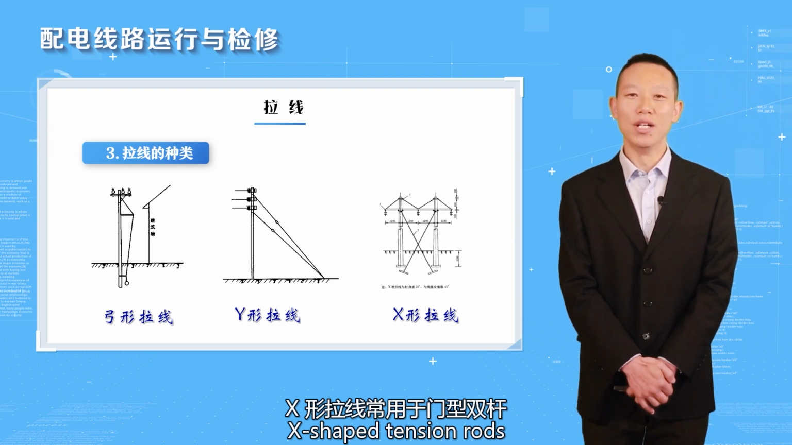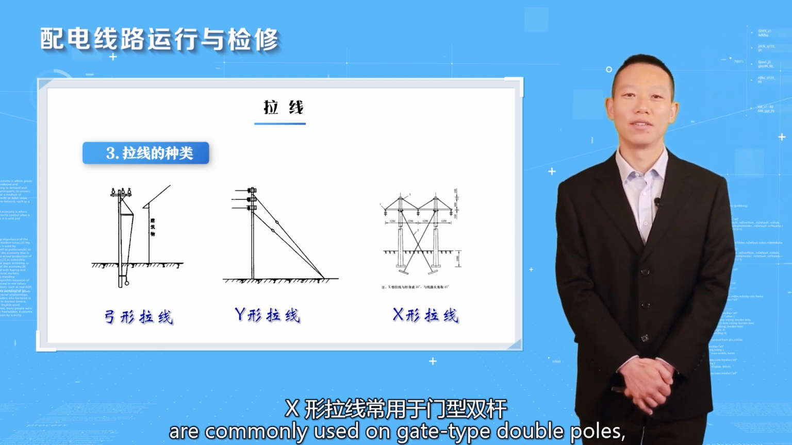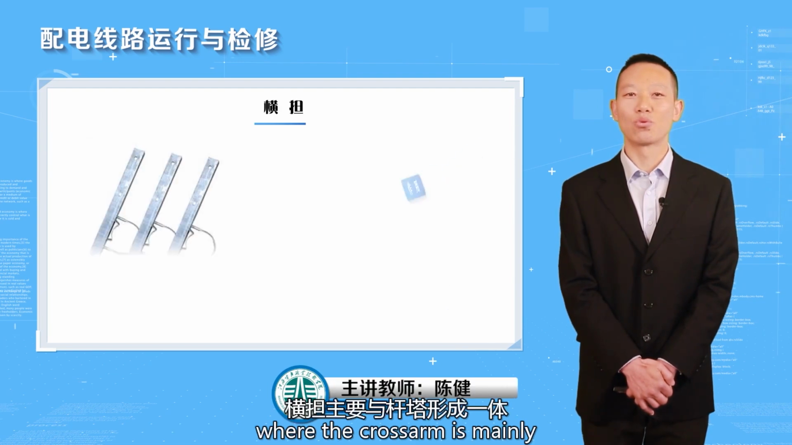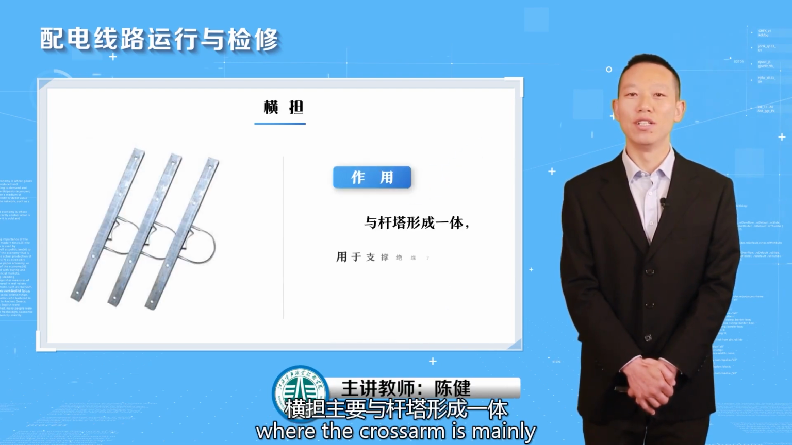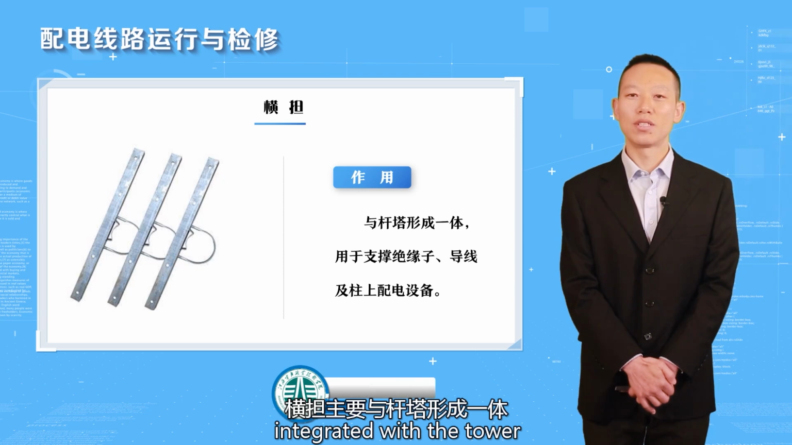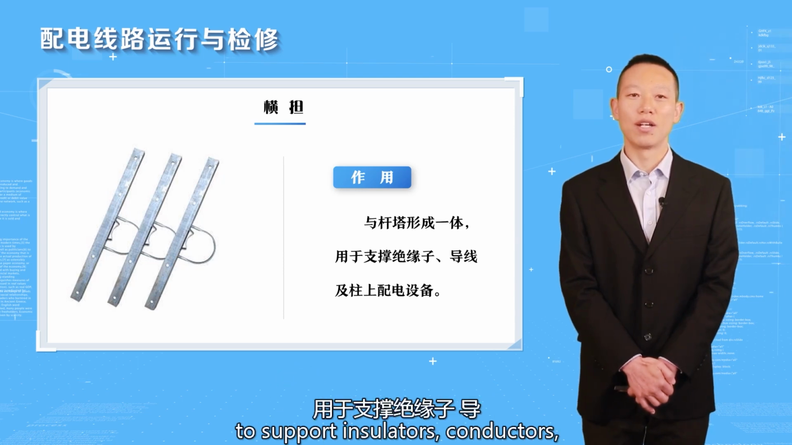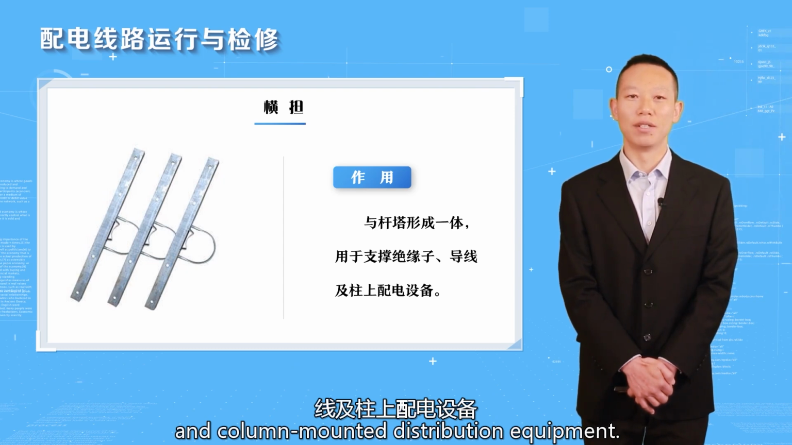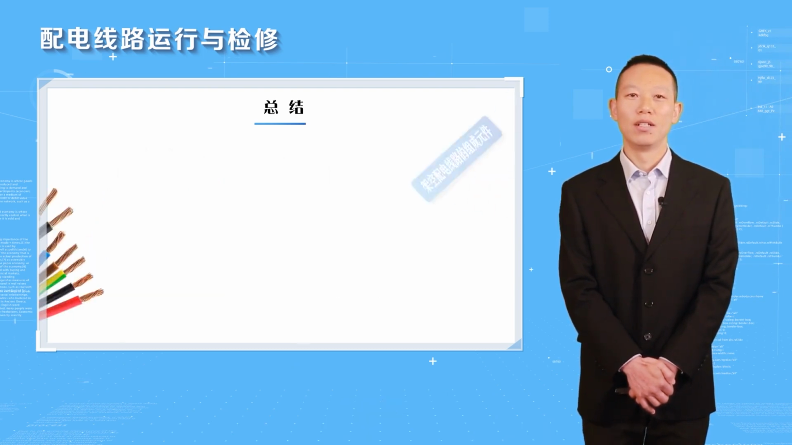X-shaped tension rods are commonly used on gate-type double poles, where the cross-arm is mainly integrated with the tower to support insulators, conductors, and current-mounted distribution equipment.